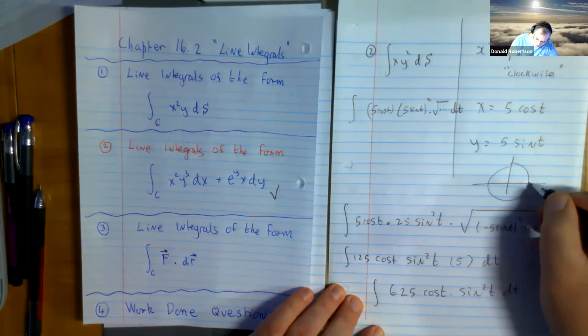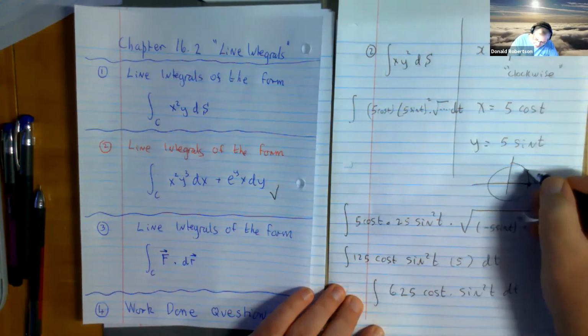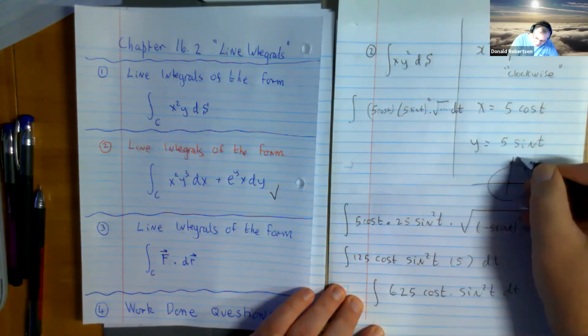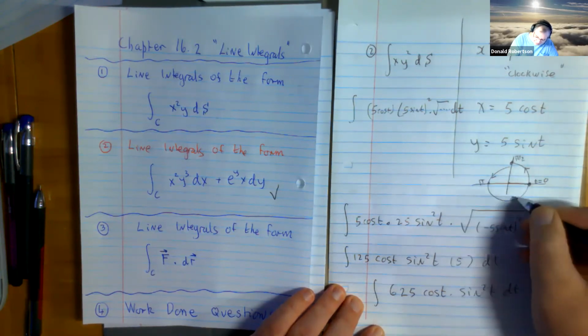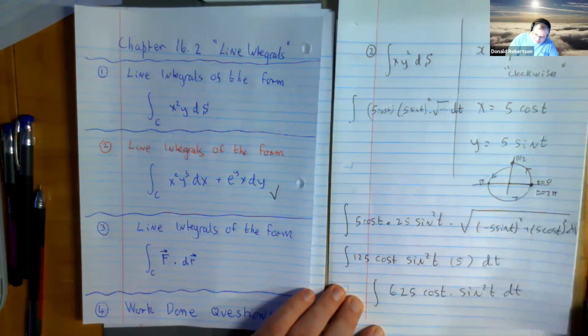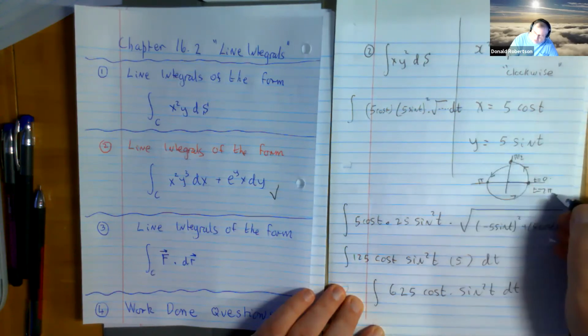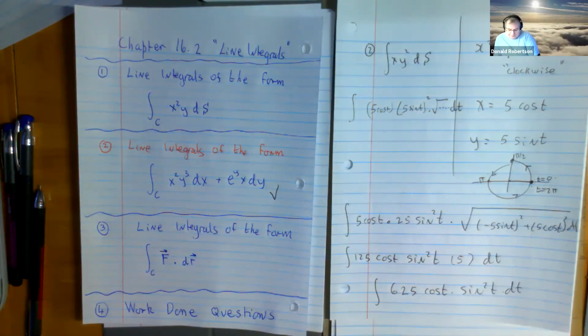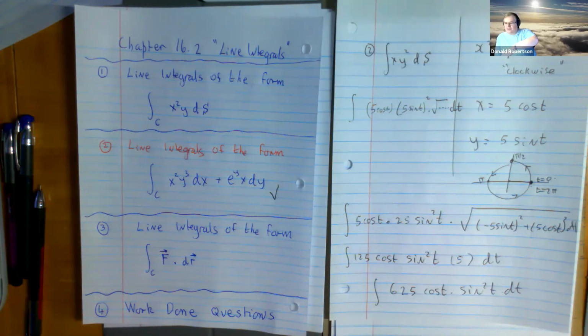If this is a circle and we start here, that's angle t equals 0, right? And if I go this way, won't that be t equals pi upon 2? And then if I go to here, won't that be pi? And then eventually I'll get back to here, and that is t equals 2 pi. But isn't that going from 0 anti-clockwise to 2 pi? So it would be 0 to 2 pi if I went anti-clockwise.